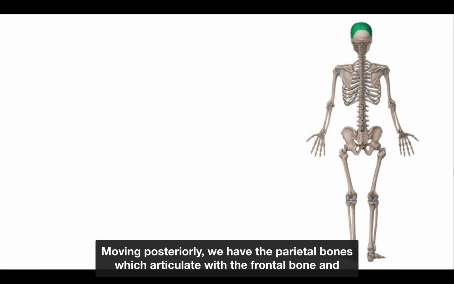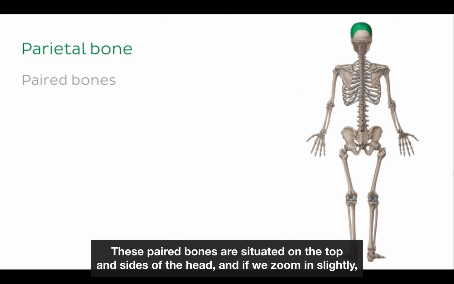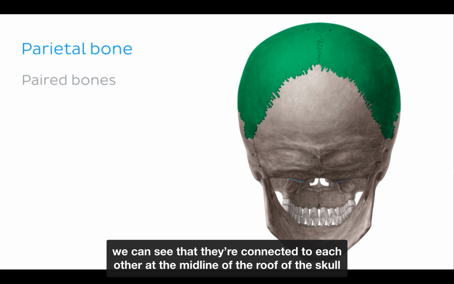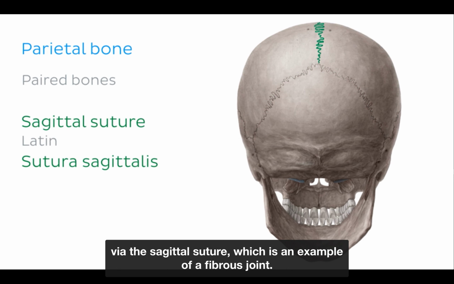Moving posteriorly, we have the parietal bones, which articulate with the frontal bone and are also bones of the neurocranium. These paired bones are situated on the top and sides of the head, and if we zoom in slightly, we can see that they're connected to each other at the midline of the roof of the skull via the sagittal suture, which is an example of a fibrous joint.